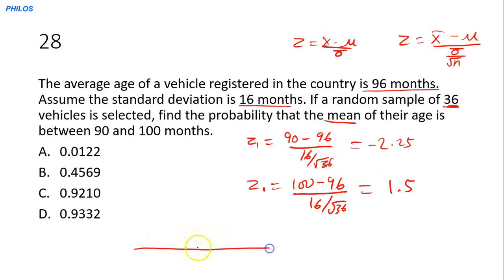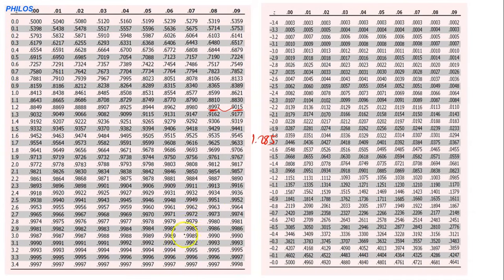So if we sketch the curve, 0 will be at the middle, and let's say 1.5 will be somewhere here, 1.5. The negative 2.25 should be somewhere here. So we want to find the area between them. So to get the area between, we find area to the left of negative 2.25, isn't it? So negative 2.25, negative 2.25. This is 5 here.